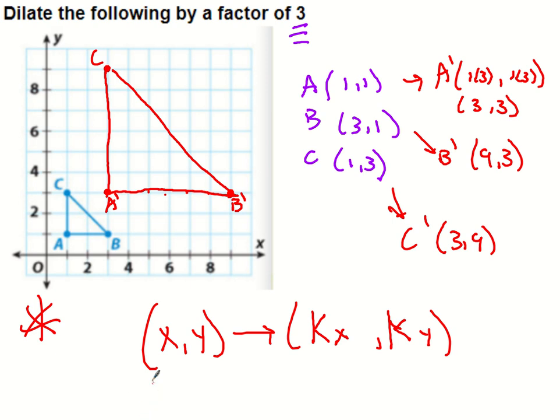So for this particular problem, the way I would actually write it is I take my original x, y and multiply everything by 3. That's 3 times x and 3 times y. This shows me what I'm doing to my point. This K means scale factor, but the scale factor for this problem is 3, so I'm just multiplying both x and y by 3, writing it as 3x and 3 times y.